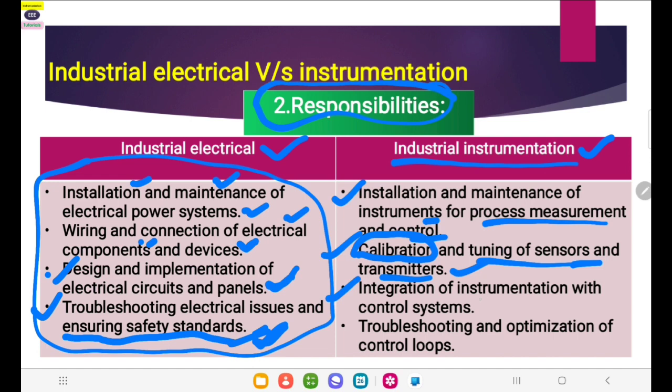Now the integration of the instrumentation with the control system. If you are working in the field, then your field signal should go to the control room, where the HMI and the operating stations are installed, where the data is delivered from the field to the HMI with the help of the control system. So the control system integration is also very important, which you have to maintain. And also whenever any problems come in the instrumentation system, you have to troubleshoot and do the maintenance, and during maintenance you have to ensure the optimization of the control loops so that everything will work properly.